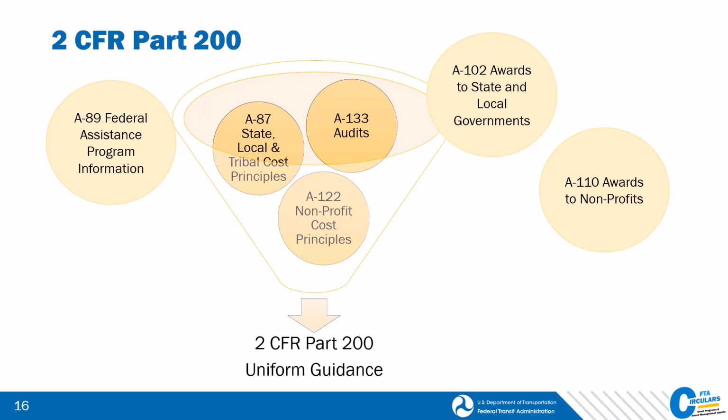Let's look at the following OMB circulars that are superseded and consolidated under 2 CFR Part 200, such as Circular A-89, which includes information on federal domestic assistance program information. Circular A-133 is regarding audits of states, local governments, and nonprofit organizations, and specific sections of A-50 regarding federal audits resolution. Circulars A-102 and A-110 include requirements for awards to state and local governments and higher education, hospitals, and other nonprofit organizations, respectively, and circulars regarding the cost principles for educational institutions, which would be A-21, state, local, and tribal governments, A-87, and nonprofit organizations, A-122.